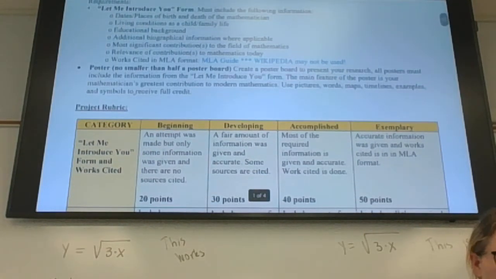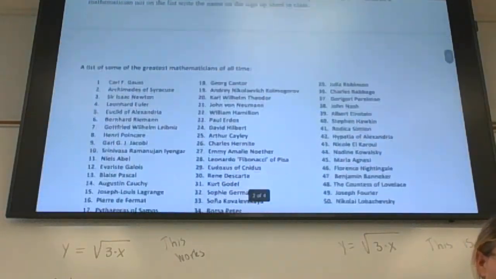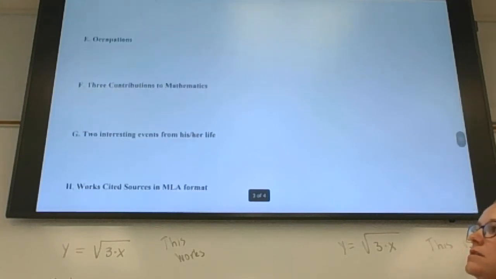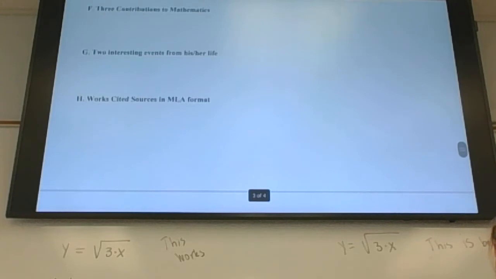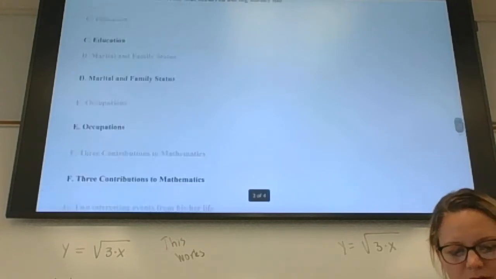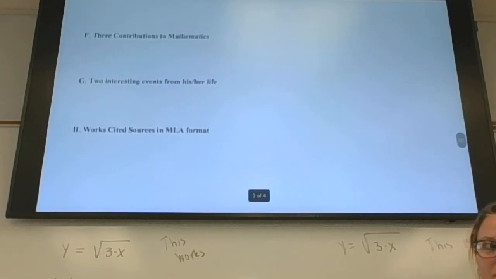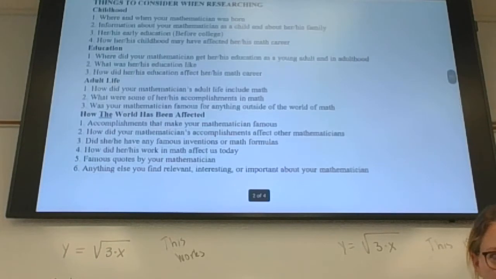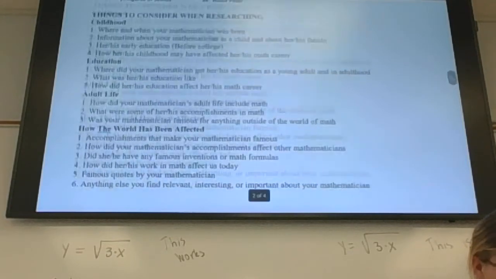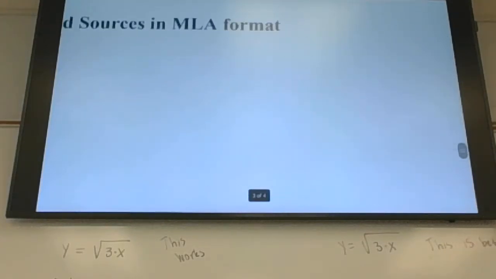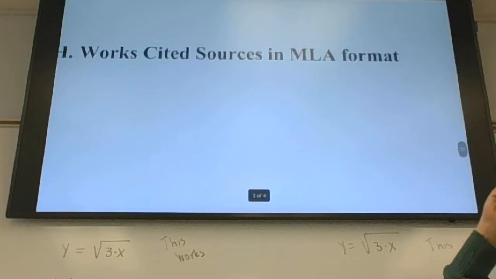So the first 50 points out of the 100 comes from this outline. You just have to fill out these details about your mathematician. The work cited is really important. Don't skip the work cited. What do you guys use here in the Cambridge program? Do you guys use MLA here? Honestly, you can put any website into Google and put MLA, and Google does it for you now. They'll cite it correctly for you.